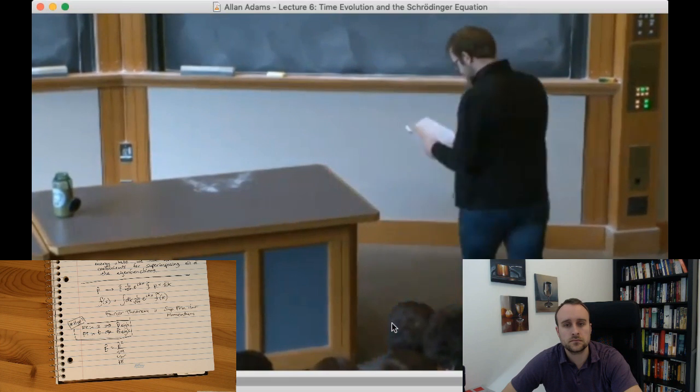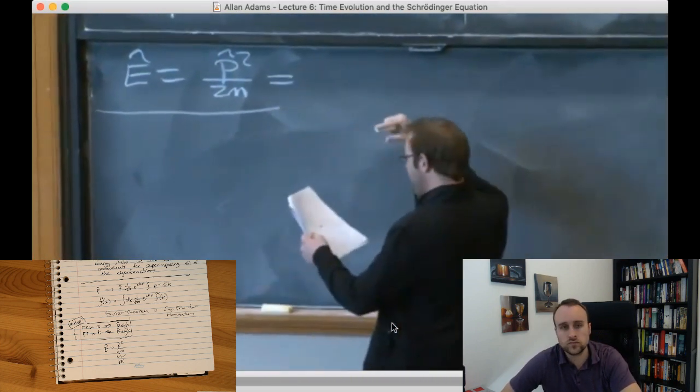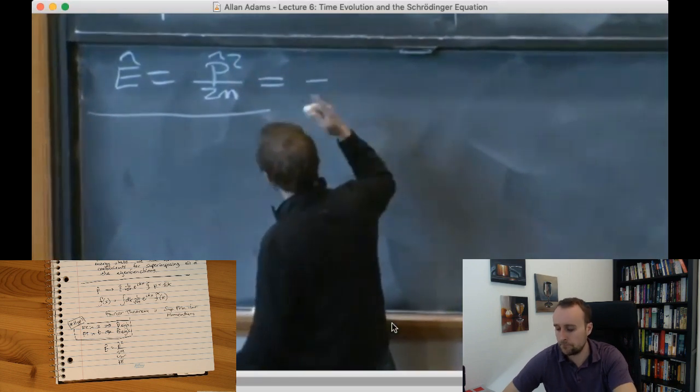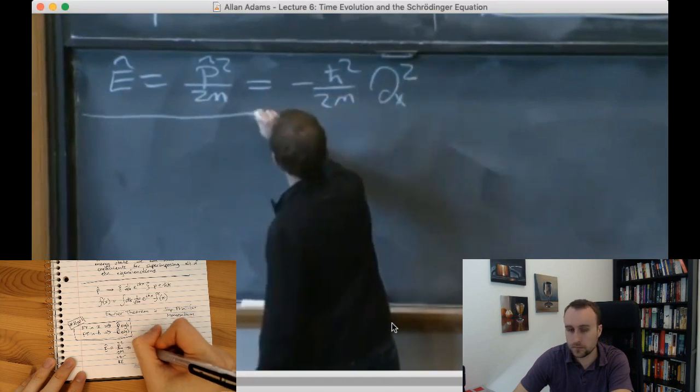So please don't hesitate. Okay, so our first example is going to be the free particle. And this operator can be written in a nice way. p is h bar upon i d/dx, so p squared gives minus h bar squared upon 2m, two derivatives with respect to x. There's the energy operator.